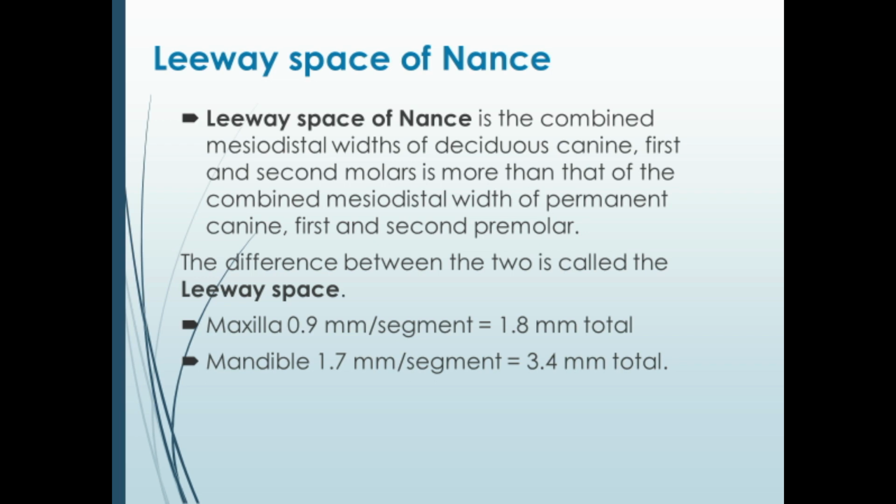Leeway space of Nance is the combined mesial-distal width of deciduous canine, first and second molars being more than that of the combined mesial-distal width of permanent canine, first and second premolar. The difference between the two is called the leeway space. Maxilla: 0.9 mm per segment, which is 1.8 mm total. Mandible: 1.7 mm per segment, which is 3.4 mm total.